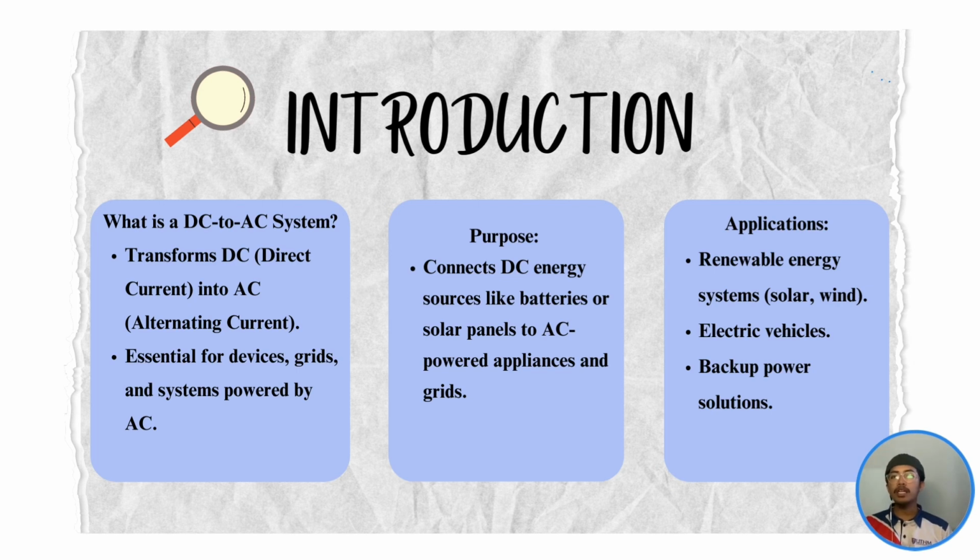These systems are widely used in renewable energy applications such as solar and wind power, in electric vehicles, and for backup power solutions. By bridging the gap between DC sources and AC power devices, DC to AC systems are crucial for advancing renewable energy technologies and ensuring reliable power delivery. This project is focused on designing a three-phase inverter to meet specific requirements such as output frequency and voltage, while maintaining efficiency and minimizing harmonic distortion.